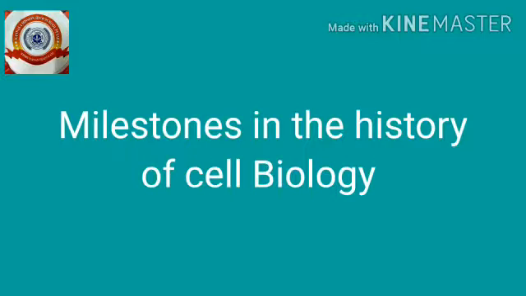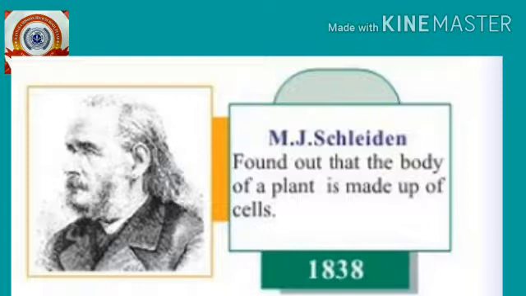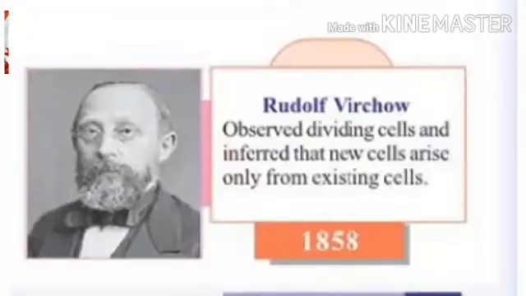Milestones in the history of cell biology. Robert Brown, 1831, discovered the center of the cell and named it the nucleus. M.J. Schleiden, in 1838, found out that the body of a plant is made up of cells. In 1839, Theodor Schwann found out that the body of an animal is made up of cells. In 1858, Rudolf Virchow observed dividing cells and inferred that new cells arise only from existing cells.